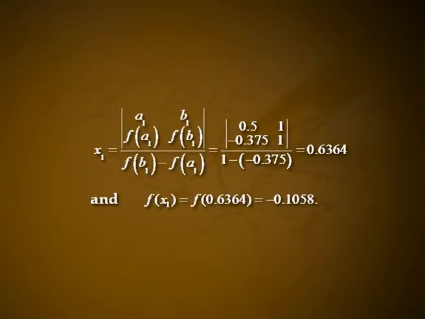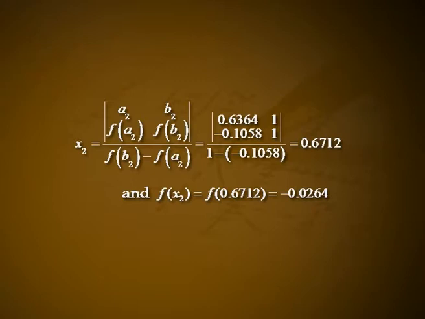Step 2. Since f(0) × f(0.5) > 0, a root lies between 0.5 and 1. Set a1 = x0 = 0.5, and b1 = b0 = 1. Then x1 = determinant |a1 b1; f(a1) f(b1)| divided by f(b1) - f(a1), that is equal to determinant |0.5 1; -0.375 1| divided by 1 - (-0.375), that is equal to 0.6364, and f(x1) = f(0.6364), that is equal to -0.1058.